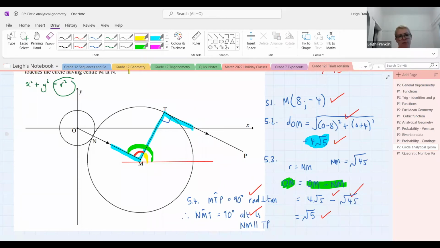Can you work out the gradient of line MT? Well, we can work out the gradient of OM because we've got the coordinates at O and at M. But we would first need to establish that MT is perpendicular to TP anyway. So yes, I suppose you could do it that way, but it's going to take you a lot longer. I wouldn't do it like that, not for something that's worth 2 marks.